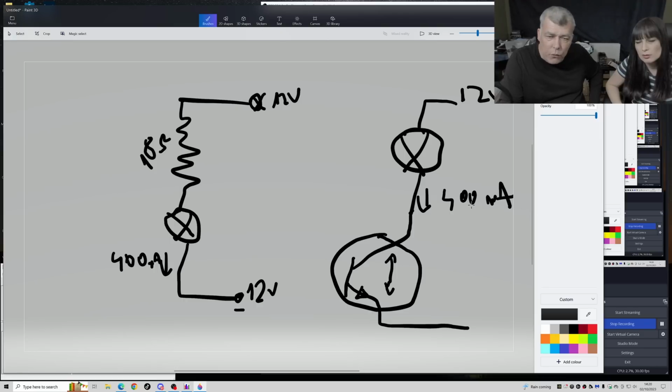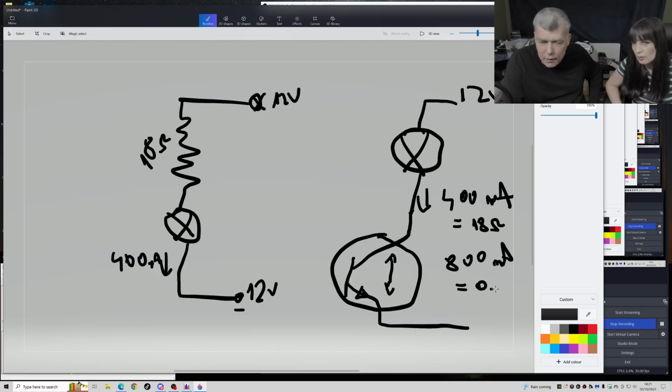Why is the transistor getting hot with 400 milliamps but not with 800? Because this one was in series, on the 400. Okay, and the 800 was the same in series. I mean, I don't understand. So we agree with 400 milliamps equals 18 ohms, right? Okay, 800 milliamps, we agree it's somewhere around 0 ohms, yeah? So why was it getting hot with 400 milliamps but not with 800?